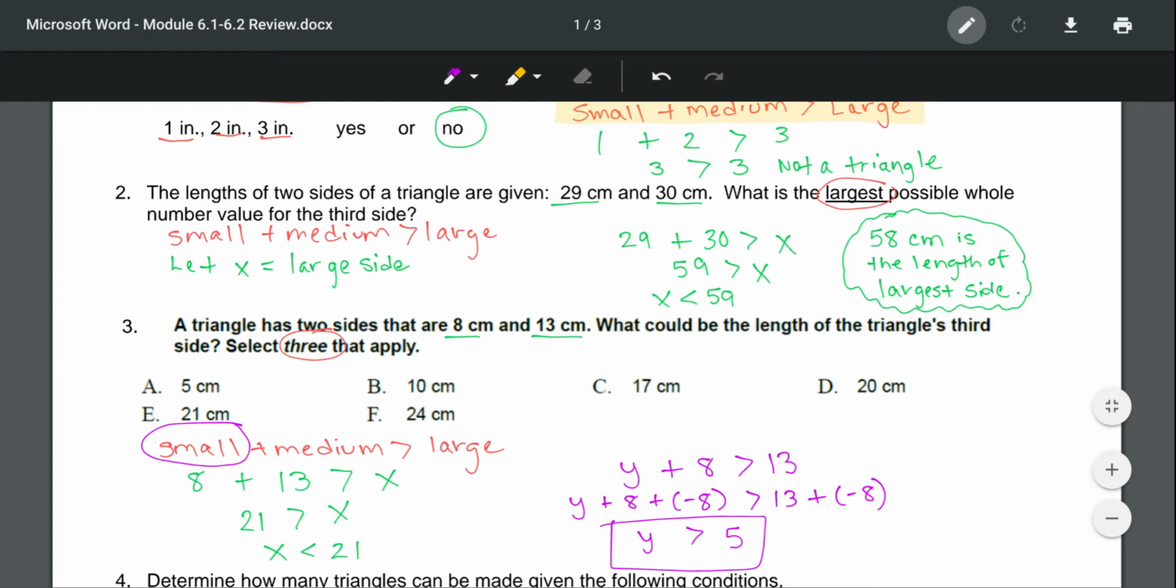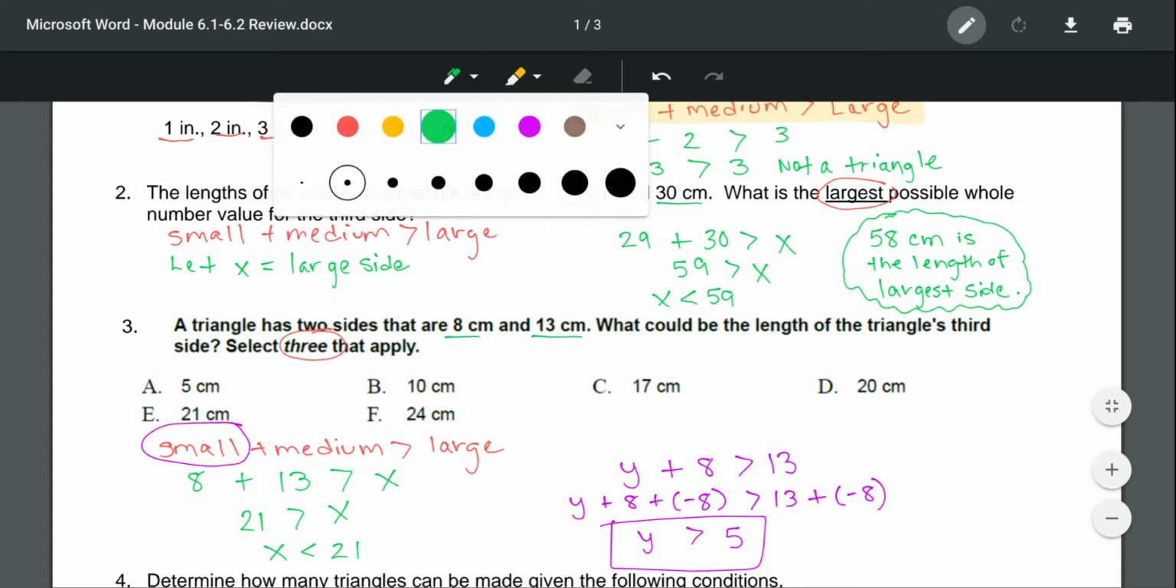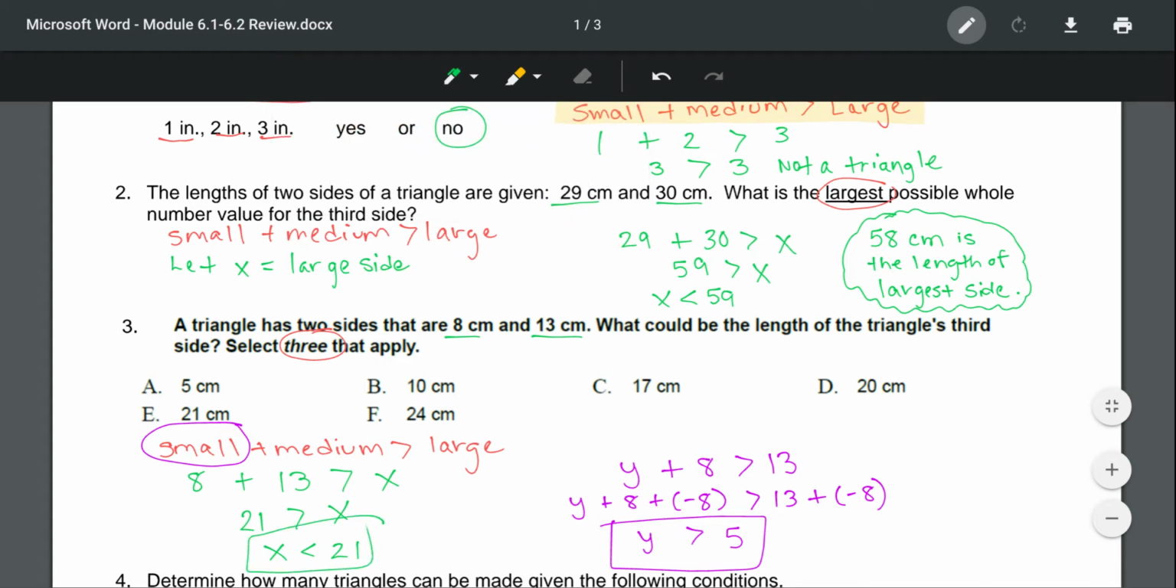So let's look at B. B says 10 centimeters. 10 centimeters is greater than 5. Now I have to make sure it's also less than 21. So 10 is greater than 5 and also less than 21. So that means that 10 centimeters would work.